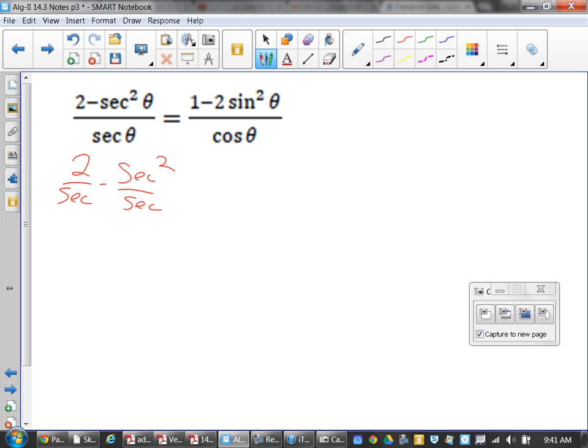When I split it, then I get... You okay with that, right? Now, I'm going to rewrite this in terms of cosines. What's your common denominator? Cosine.